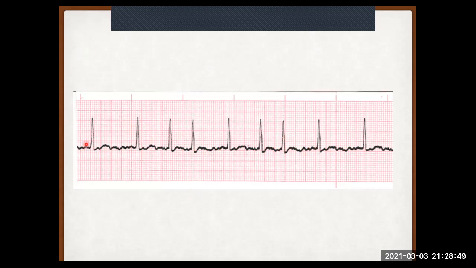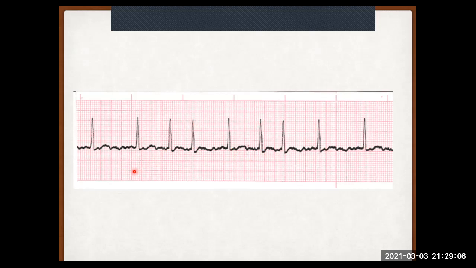But what can we talk about? We have narrow QRS complexes. And are they regular? No. In fact, they're absolutely irregular, completely irregular. There's absolutely nothing binding them together. The rates completely differ from one beat to the next.